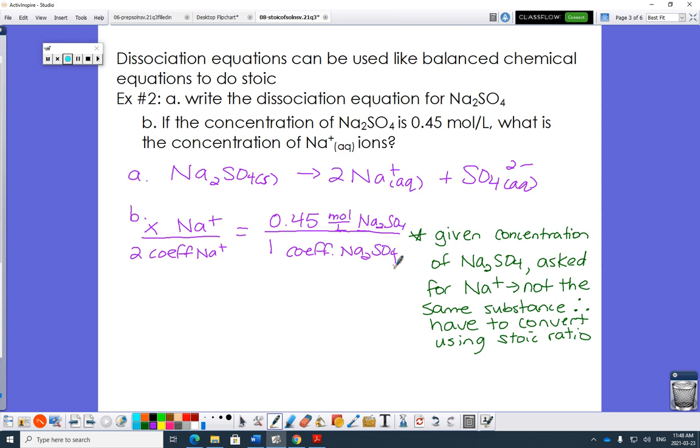And then decide how you like to solve for these. Are you a cross multiplier? Do you like to do inverse operations? Because this one's so simple, maybe it's good to do inverse operations. 0.45 divided by 1, it's just 0.45. And then you're just multiplying by 2.